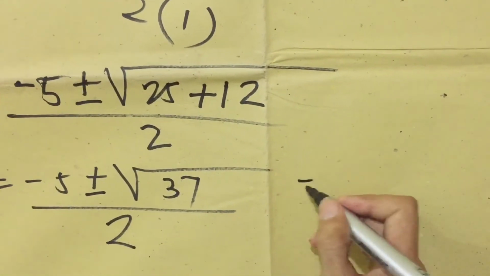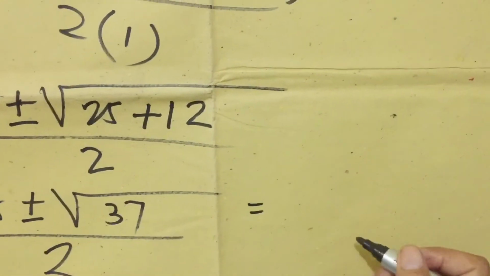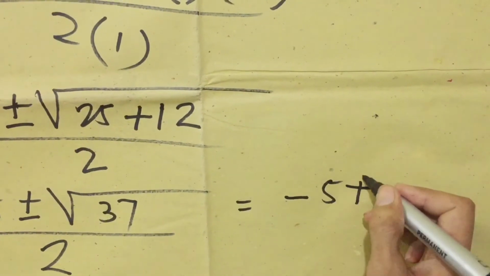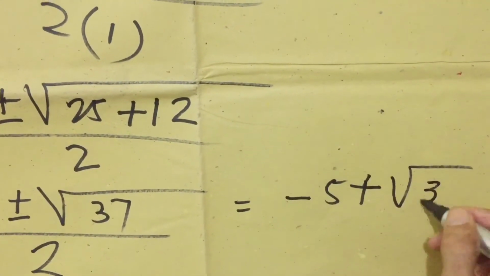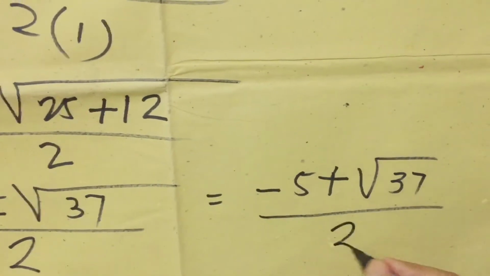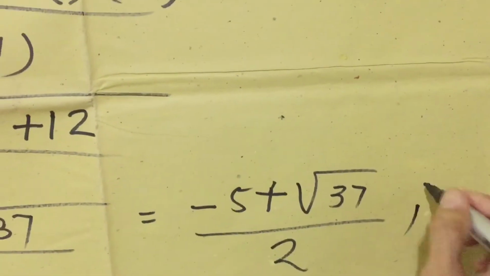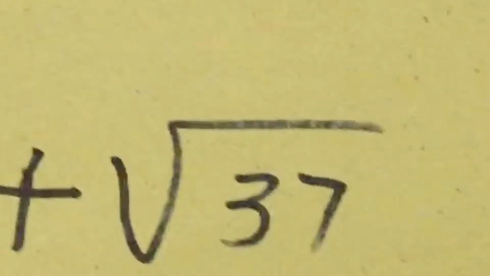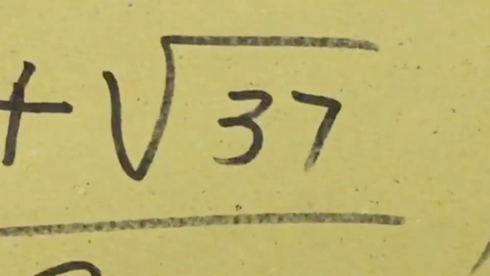Then we're going to separate the positive and negative. So we have now negative 5 positive square root of 37 over 2, and the other one is negative 5 negative square root of 37 over 2. Since there are two here, we can also separate them. This is now what I separated, positive and negative. That will be now the answer.